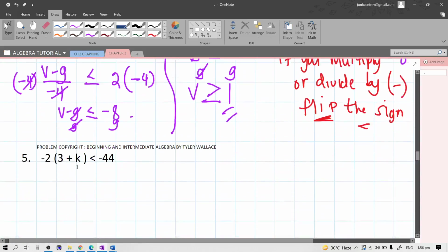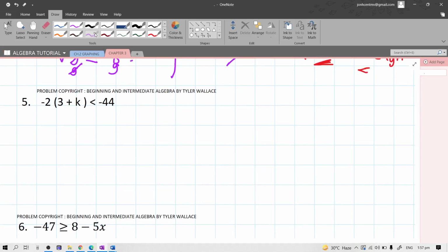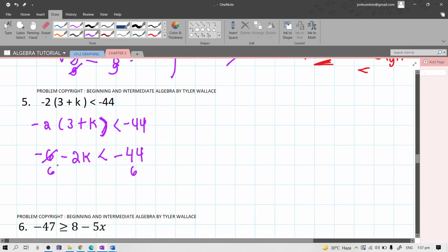So next we have the problem 5. Negative 2 times the quantity 3 plus k is less than or equal to negative 44. So, ganun pa rin. So, distributive property muna tayo. Yan, parenthesis. So, we have negative 6 minus 2k is less than negative 44. Eliminate mo muna si 6. You will have negative 2k is less than negative 38.